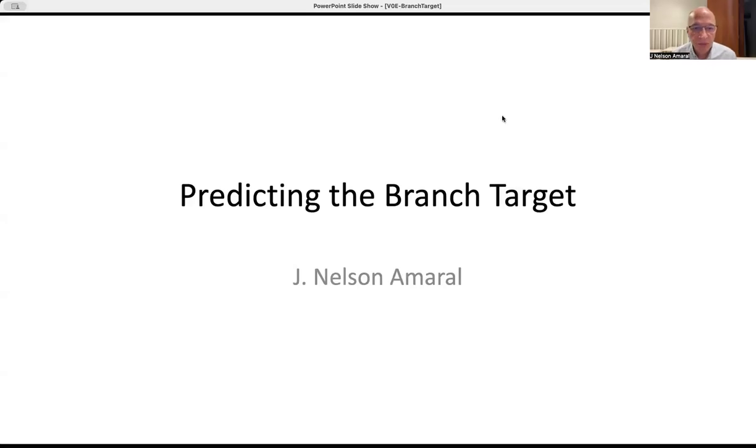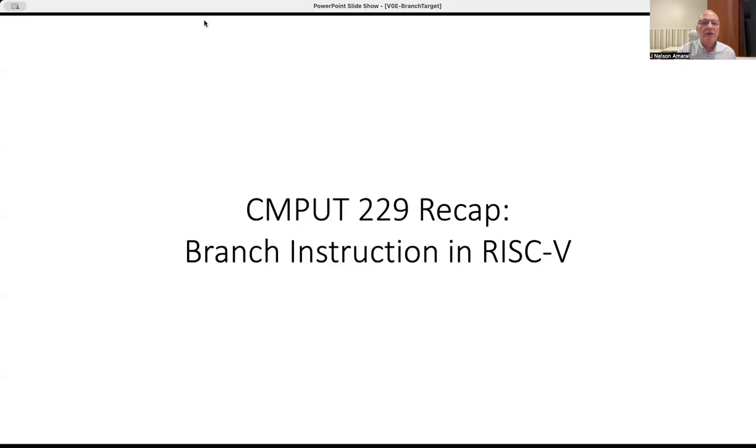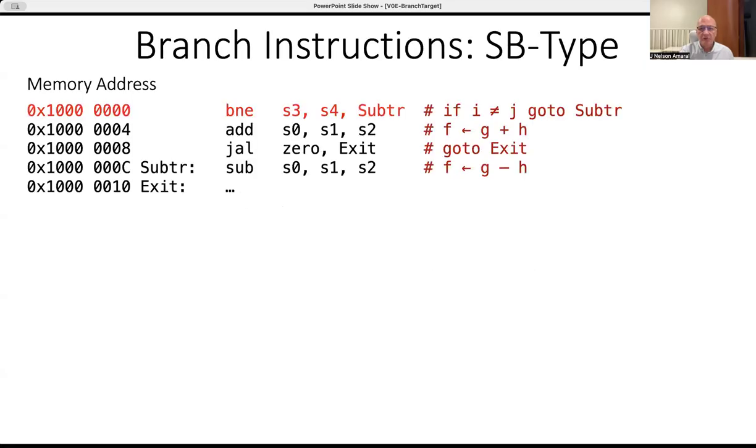In this lecture, we will study the prediction of the branch target. Let's start by considering the format of a branch instruction in RISC-V, so that we can remind ourselves of what needs to be done in order to compute the branch target when we are executing a branch instruction. So the branch instruction is an SB type instruction in RISC-V.